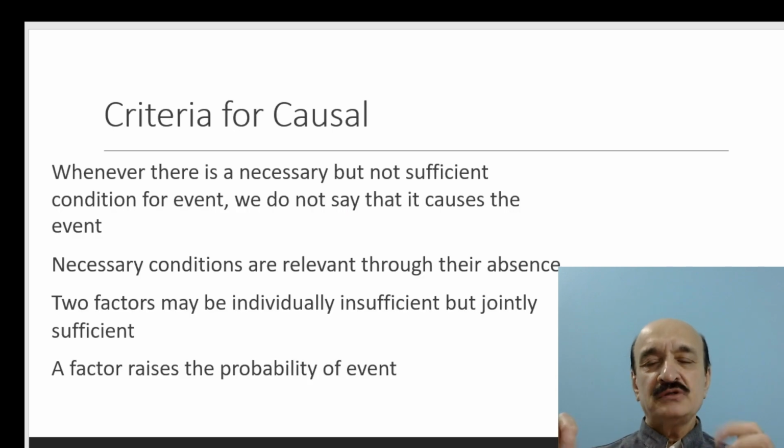There are also certain criteria for causal research. Whenever there is a necessary but not sufficient condition, we do not say that it causes the event. For example, there are many tragic road accident deaths in India. So, should we say accidents are the cause of death? The answer is no. If immediate medical help had been available to these accident-prone people, then their lives could have been saved.